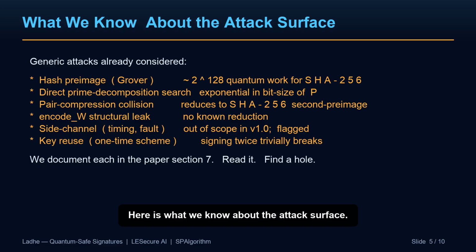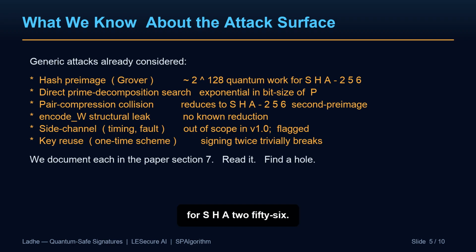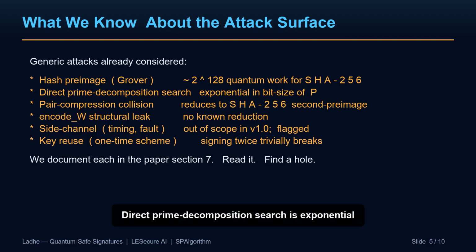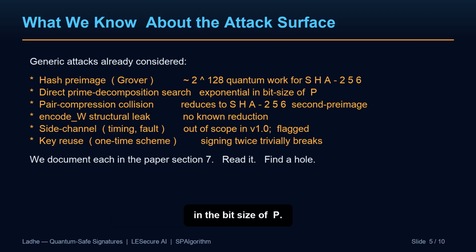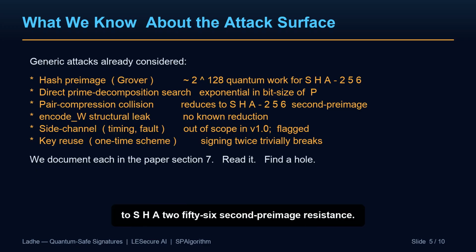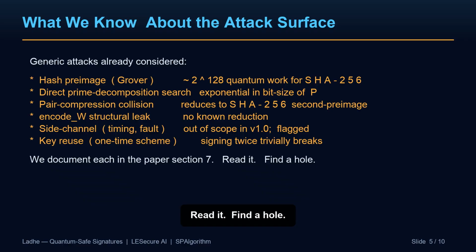Here is what we know about the attack surface. Generic hash preimage via Grover gives about 2 to the 128 quantum work for SHA-256. Direct prime decomposition search is exponential in the bit size of P. Pair compression collision reduces to SHA-256 second preimage resistance. Side channels are out of scope in version 1, and we flagged that openly. Key reuse trivially breaks the scheme. We document each of these in paper section 7. Read it. Find a hole.